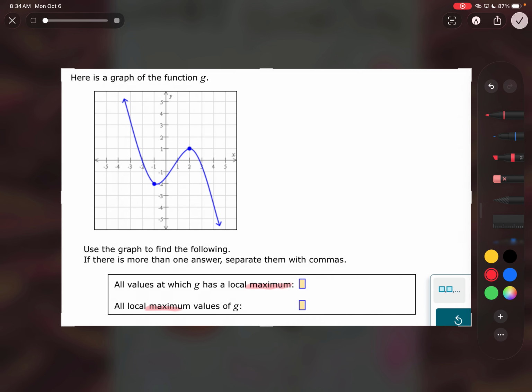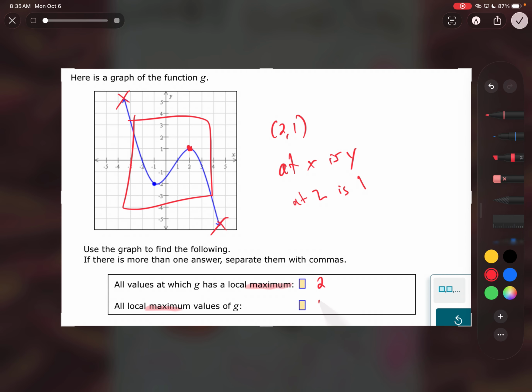Okay. So we're only looking kind of generally right here. We're ignoring the to infinity and to negative infinity and looking at our peaks here. So this is at the point 2, 1. So if it's at x and is y, it's going to be at 2, and my maximum value is 1. So 2 tells me where to find it, and then 1 is actually what it is. So all values at which g has a local maximum would be my x, and the maximum value actually is 1. Okay? So that's the hard part, identifying which answer goes where. But again, x tells you where, y tells you what it actually is.